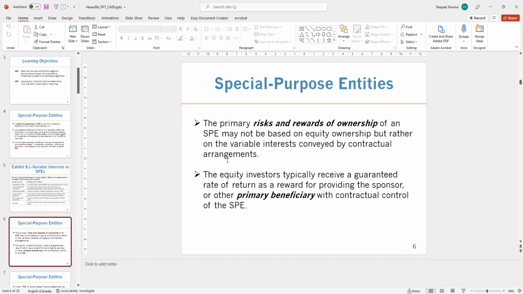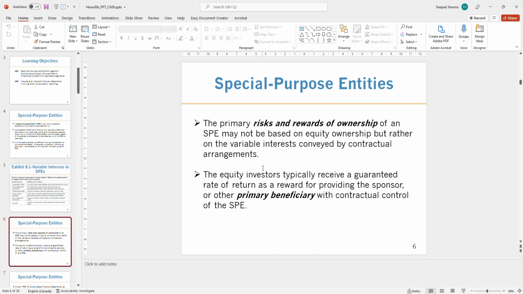That's how we determine there's an SPE. If there's a risk that you are taking, obviously you will get a reward out of that. If you feel that that relationship exists, then there is a special purpose entity. So then the primary risk and rewards may not be based on the equity but rather on a variable interest conveyed by a contractual agreement.